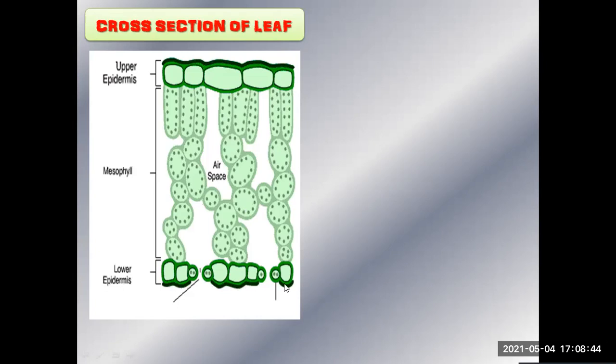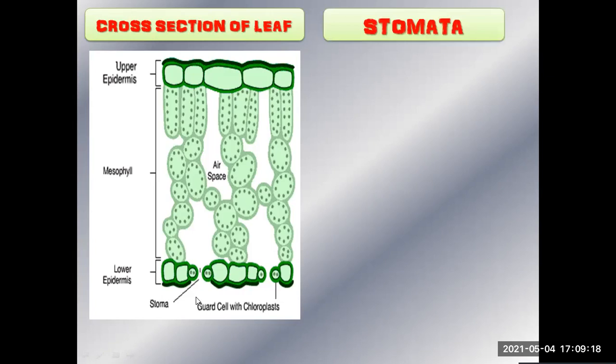This lower epidermis contains stomata, tiny pores that allow carbon dioxide to enter into the leaf and oxygen to leave the leaf. So let's see. That tiny pore is called a stoma, and the opening and closing of the stoma happens due to two definite cells, known as guard cells. The guard cells have chloroplast in them. The whole apparatus where that tiny pore, the stoma, can be found is known as stomata.